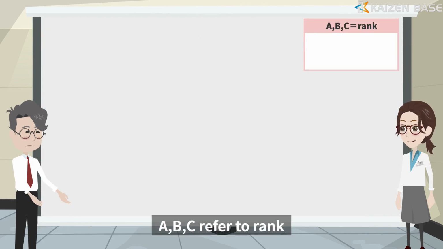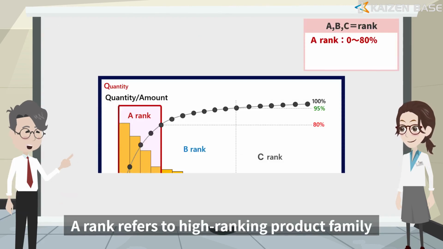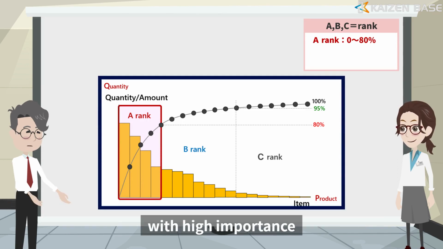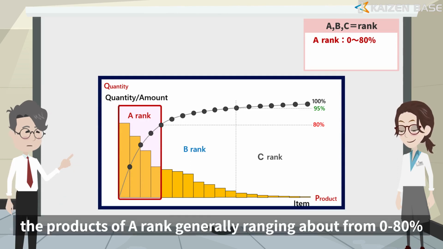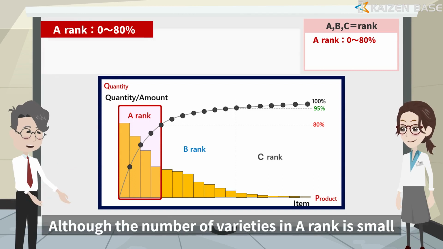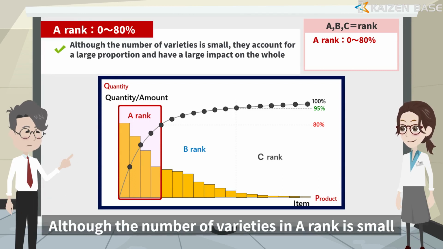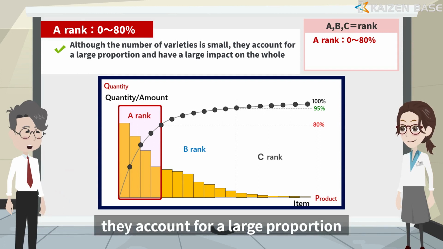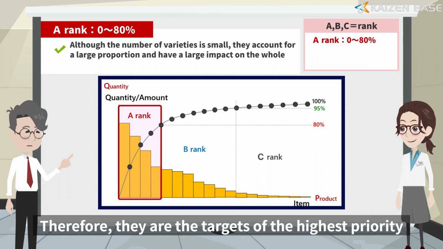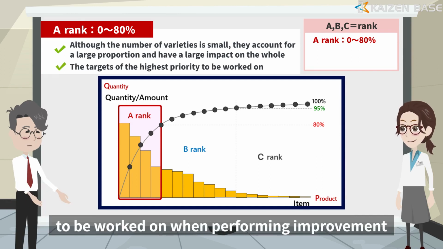A, B, C refer to rank. A rank refers to high-ranking product family with high importance. In most cases, the products of A rank generally range from about 0 to 80%. Although the number of varieties in A rank is small, they account for a large proportion and have a large impact on the whole. Therefore, they are the targets of the highest priority to be worked on when performing improvement.